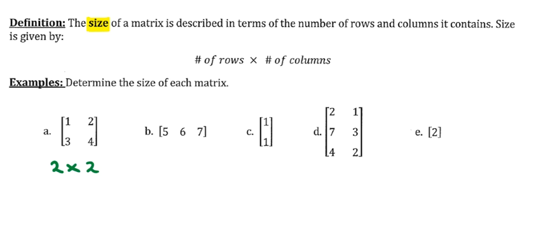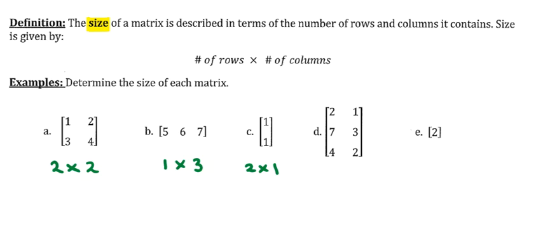That's its size. For example part B, there's only 1 row, but there are 3 columns. So for that reason, the size of the matrix in example B is a 1 by 3. In example part C, there are 2 rows and only 1 column. So for that reason, the size of the matrix in example part C is 2 by 1.